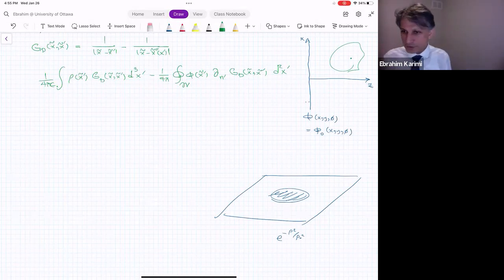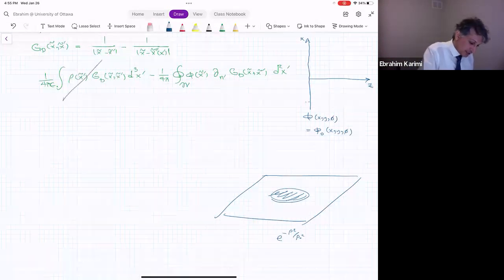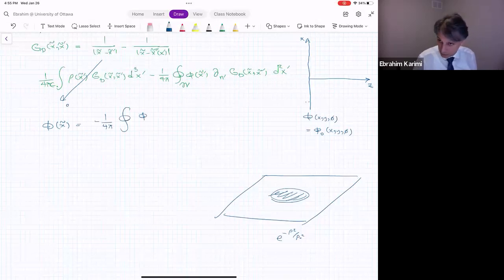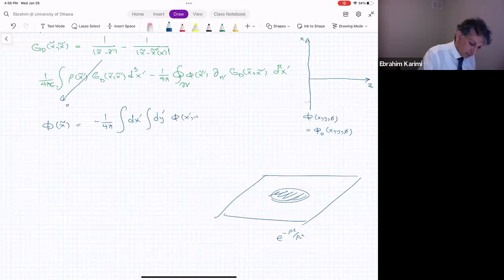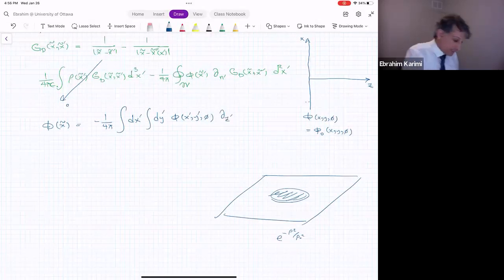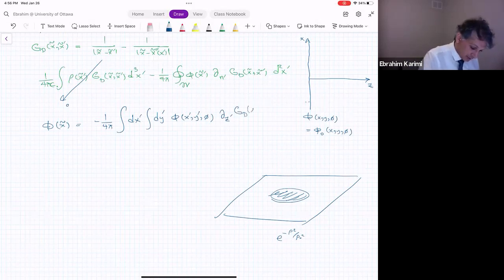As soon as you find the Green function, you have the freedom to do whatever you want with the charge distribution or without. So for example, in this explicit example that I just gave, I don't know what the charge distribution is. I don't care because the charge distribution here is 0. Then the potential will be given by minus 1 divided by 4 pi integral of the potential at the surface, which I will write down explicitly: integral of dx prime, integral of dy prime, of phi of x prime and y prime and z equal to 0, and then the derivative with respect to z prime of the Green function, which I gave here, of x and x prime. That's all.